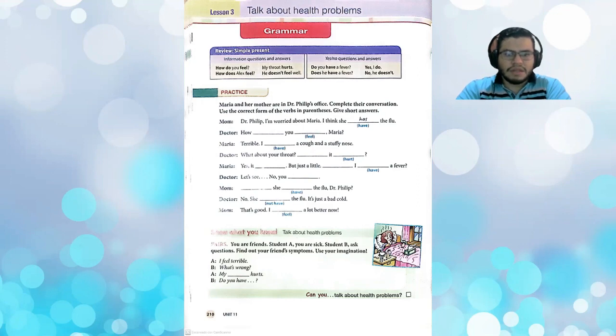The next one. Mom: Does she have the flu, Dr. Philip? Doctor: No, she doesn't. She doesn't have the flu. It's just a bad cold. Mom: That's good. Maria: I feel a lot better now.